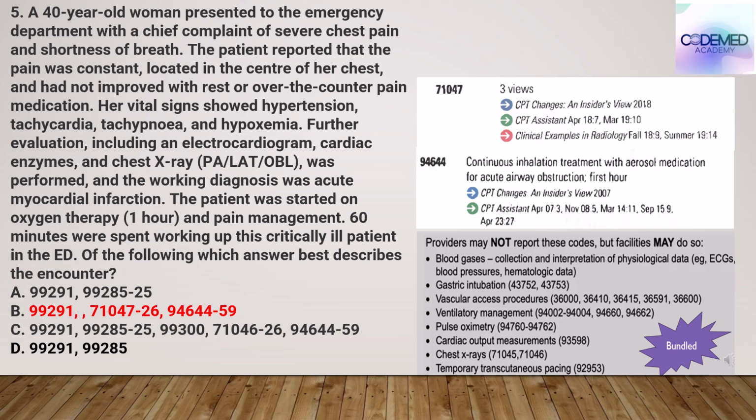So we have already eliminated answers A, C and D, and now we will check whether answer B is correct or not. First of all, what is the time of the treatment? It is 60 minutes. And if you remember, 99291 we give for 30 to 74 minutes. So we will require only 1 unit of 99291. Now, what is this code 71047? It is the code for the chest X-ray, and it requires 3 views.